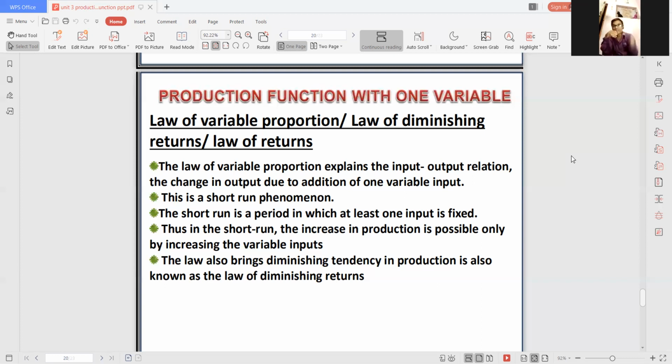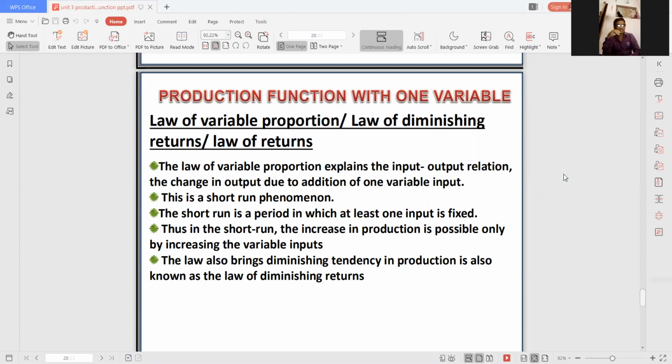But in the short run, we can change only some input variables, so that we can bring some changes in the total output. Such a thing is noticeable in a one variable function. Very important. This is a short run phenomenon. The short run is a period in which at least one input is fixed. At least one input is fixed. Means we cannot change all the available input factors.